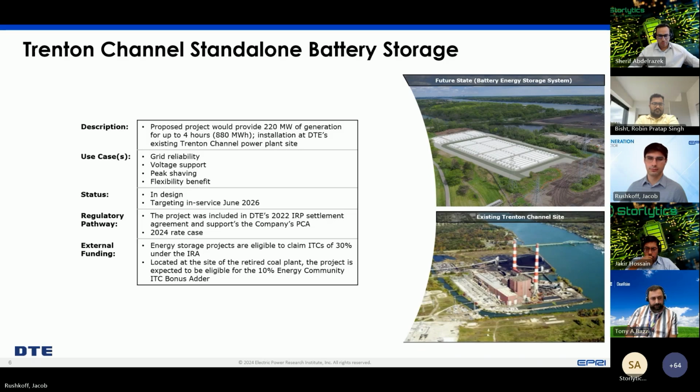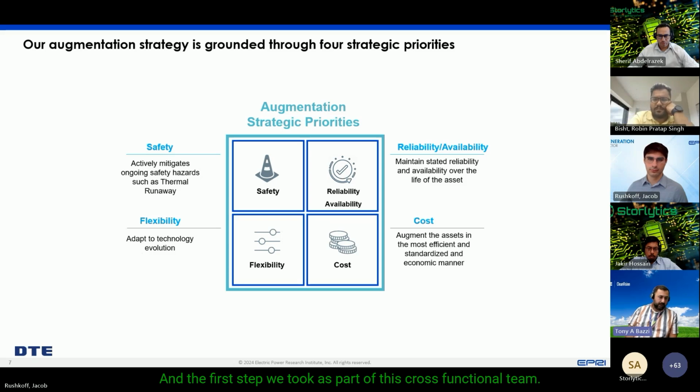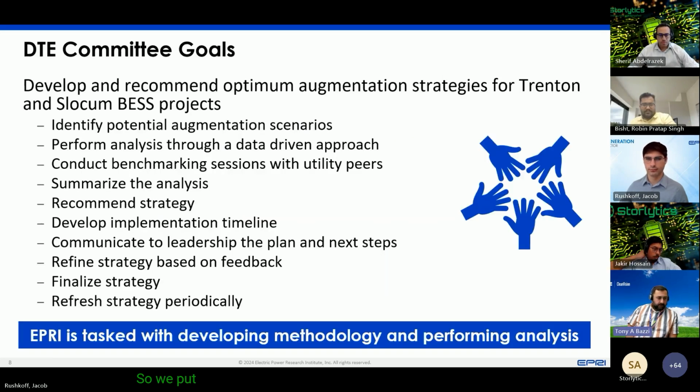Moving on, this year we established a cross-functional team in collaboration with the Electric Power Research Institute to look at the augmentation strategy. The first step we took as part of this cross-functional team is to establish our strategic priorities that will govern our deliverables. That includes, of course, safety, followed by reliability and availability, and then flexibility, and ultimately cost. So we put our agenda for the year as part of the cross-functional team.